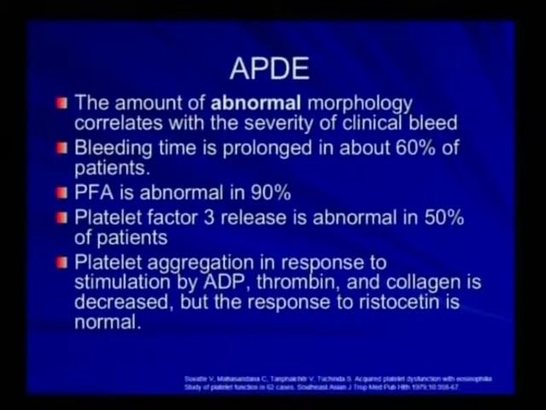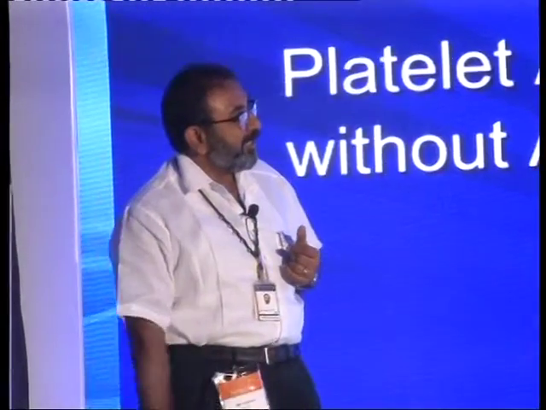Bleeding time is prolonged in 60% of the patients, but PFA is abnormal in 90% of them. And platelet factor 3 is abnormal in 50% of these patients. And of course, aggregation response can vary from Glanzmann's type response to release defect. So when you are going to have patients with these types of acquired platelet dysfunction, do you think you should have an aggregometer? So yesterday I put up this slide for the workshop, no aggregometer for platelet function test, watch this space. My next slide is platelet aggregometry without aggregometer.